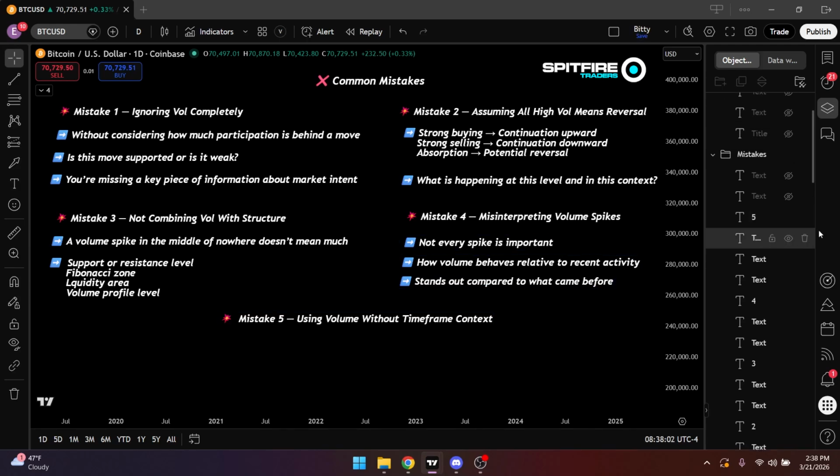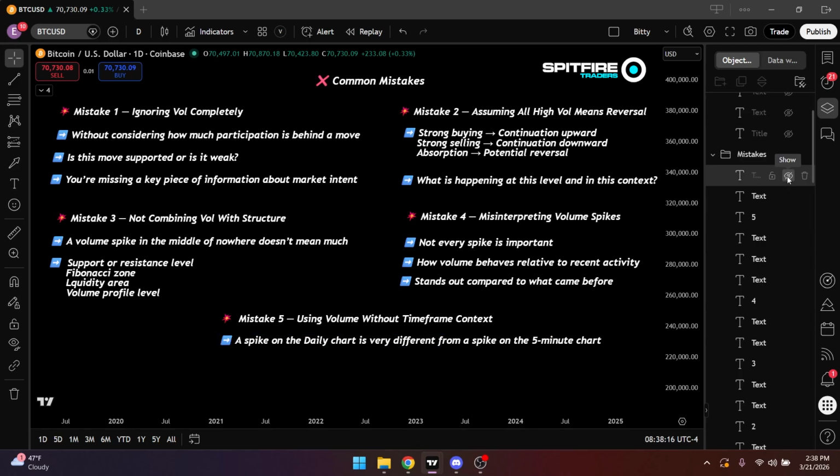And the last one, mistake number 5, using volume without time frame context. Volume behaves differently depending on the time frame. A spike on the daily chart is very different from a spike on the 5-minute chart. Higher time frame volume means broader participation. Lower time frame volume means immediate intent. If you don't consider time frame, you may overreact to moves that are just short-term noise. Volume is not a standalone signal, it's a confirmation tool.